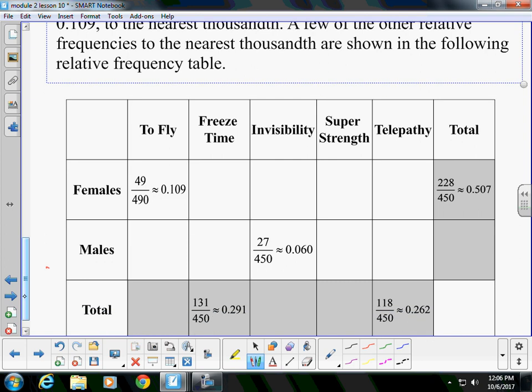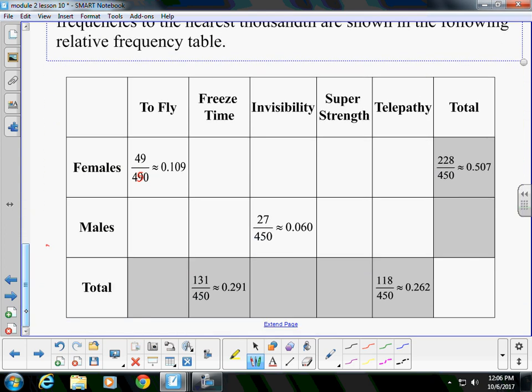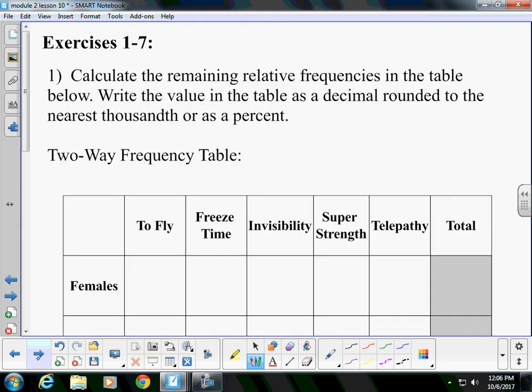Okay, so you keep taking each frequency and dividing it by the total, 450, and that gives you what we call the relative frequency. Exercise number 1 says calculate the remaining relative frequencies in the table below. Write the value in the table as a decimal rounded to the nearest thousandth or as a percent. We're going to write them as decimals.